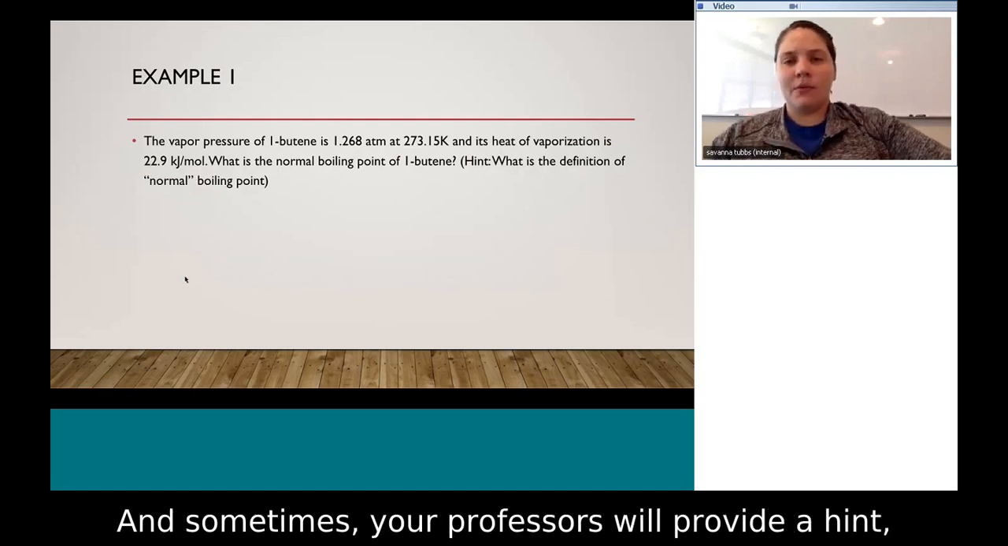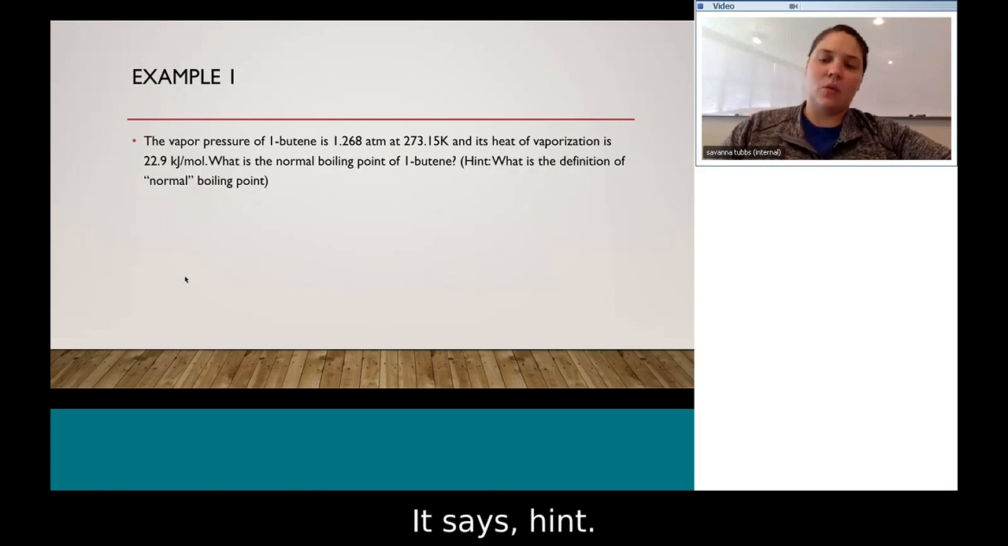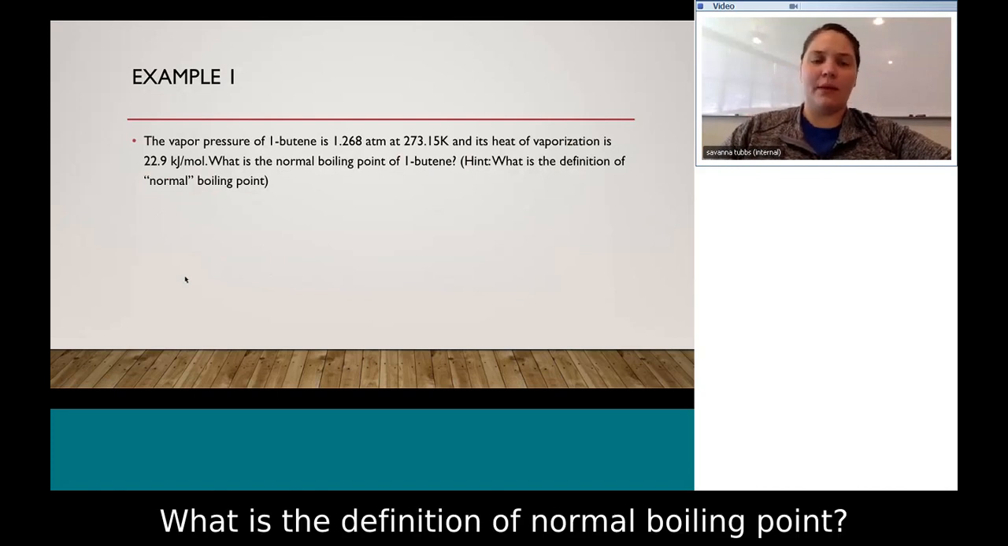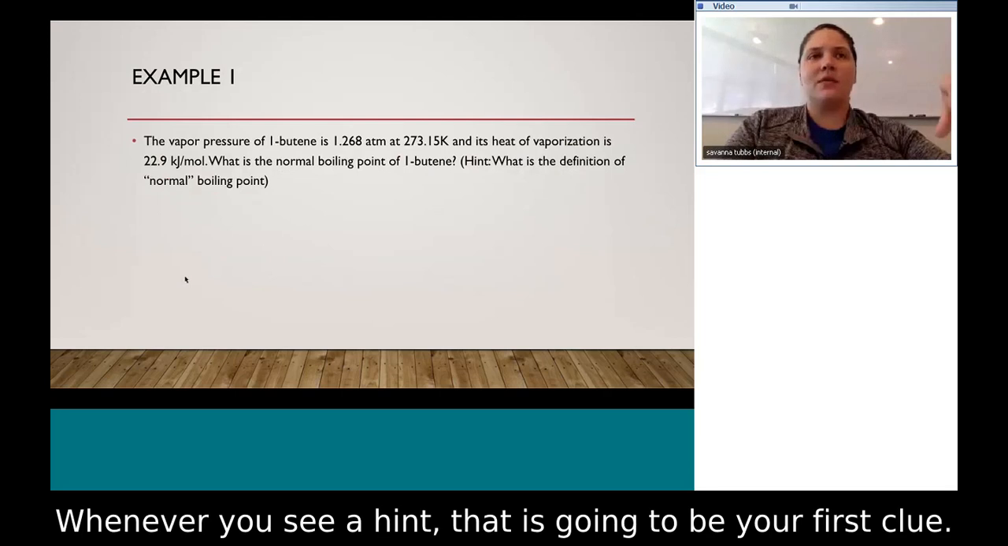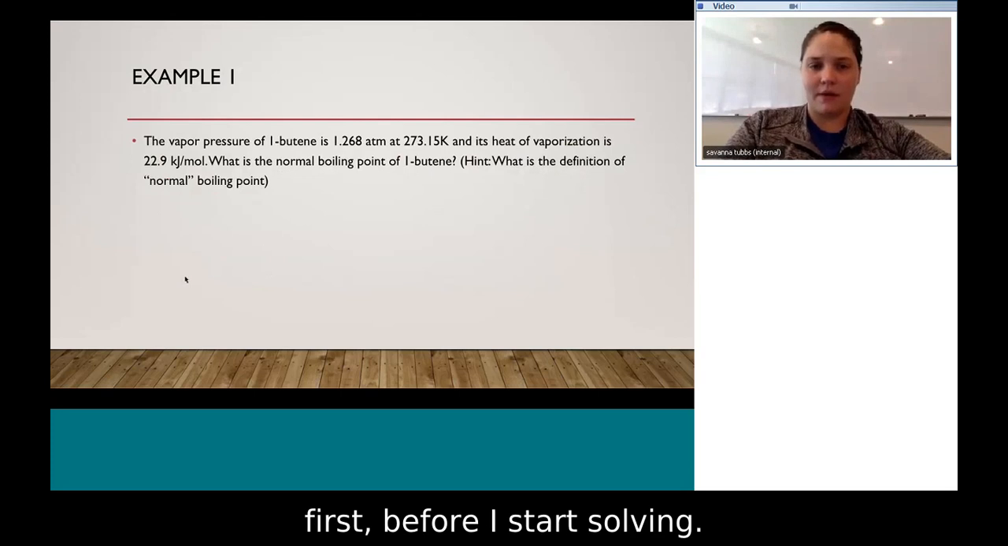And sometimes your professors will provide a hint as seen in this problem. It says, hint, what is the definition of normal boiling point? So whenever you see a hint, that is going to be your first clue. Let me focus on that specific topic first before I start solving.